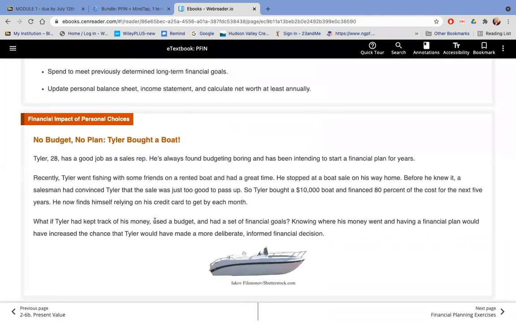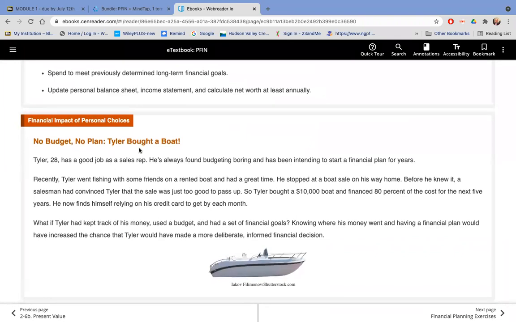One of the nice little stories in your book is about how Tyler bought a boat. Okay, because Tyler likes fishing and decided, hey, what the heck, I could buy a boat. Well, again, unfortunately, if you don't have a budget and you don't have any plans, other people have plans for your money. If you don't have plans for your money, other people do. So in this case, the company that sold the boats had plans for his money. He had no plan. So what happened with Tyler, unfortunately, is that he financed 80% of the boat. He has a regular payment for a number of years.